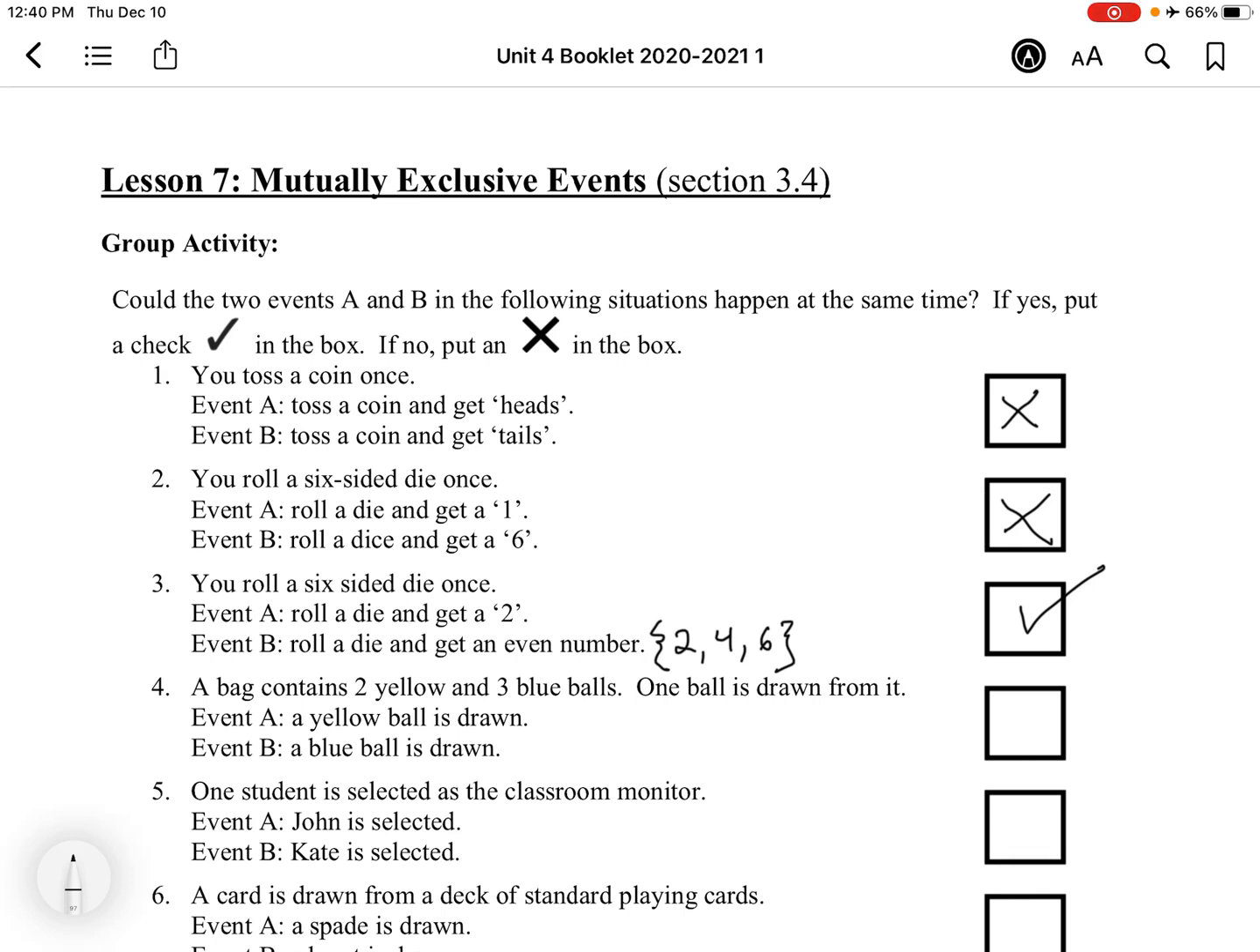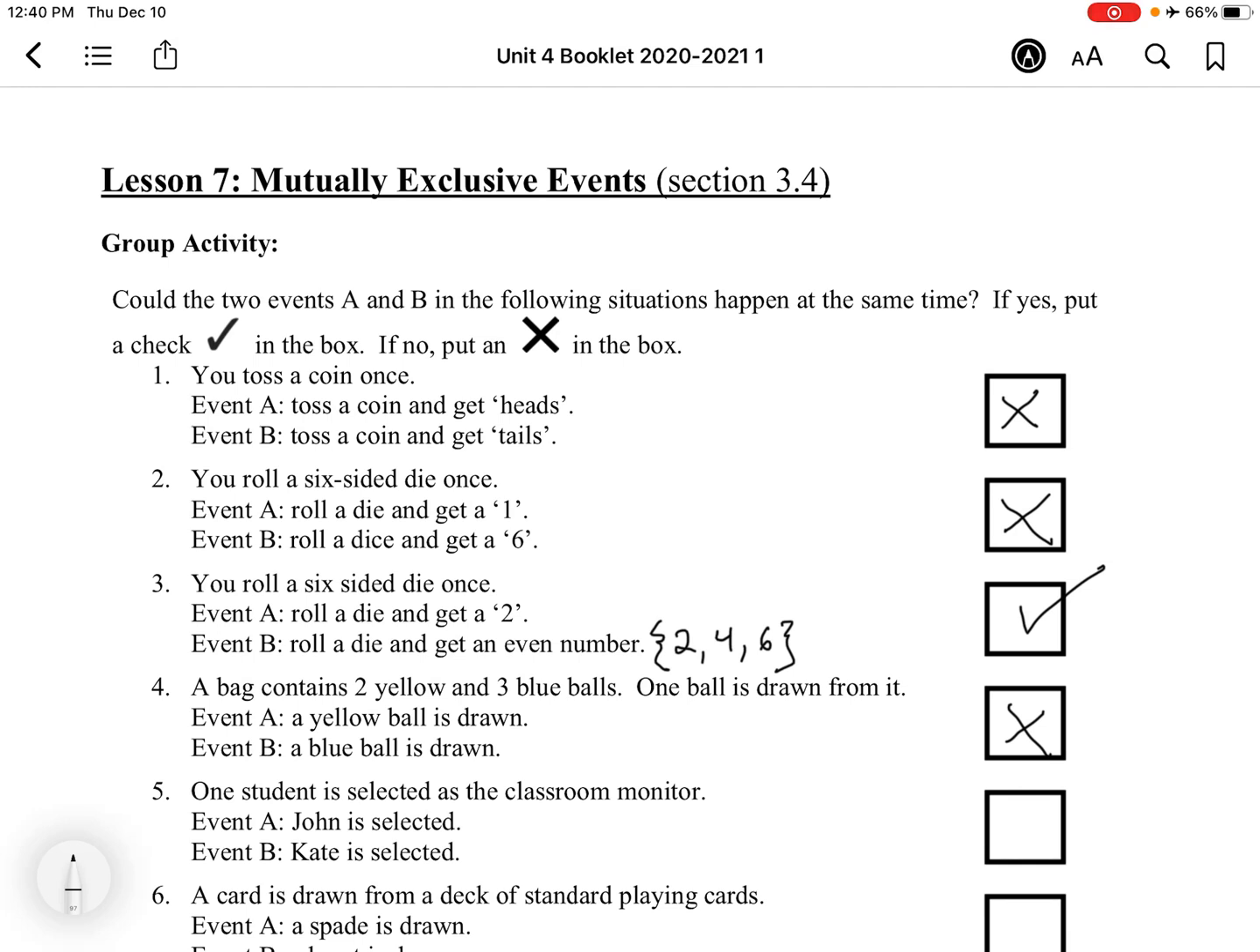Number 4, a bag contains 2 yellow and 3 blue balls. 1 ball is drawn from it. Event A is a yellow ball is drawn, and event B is a blue ball is drawn. All right, well, you can't draw both colors at the same time, so this gets an X.